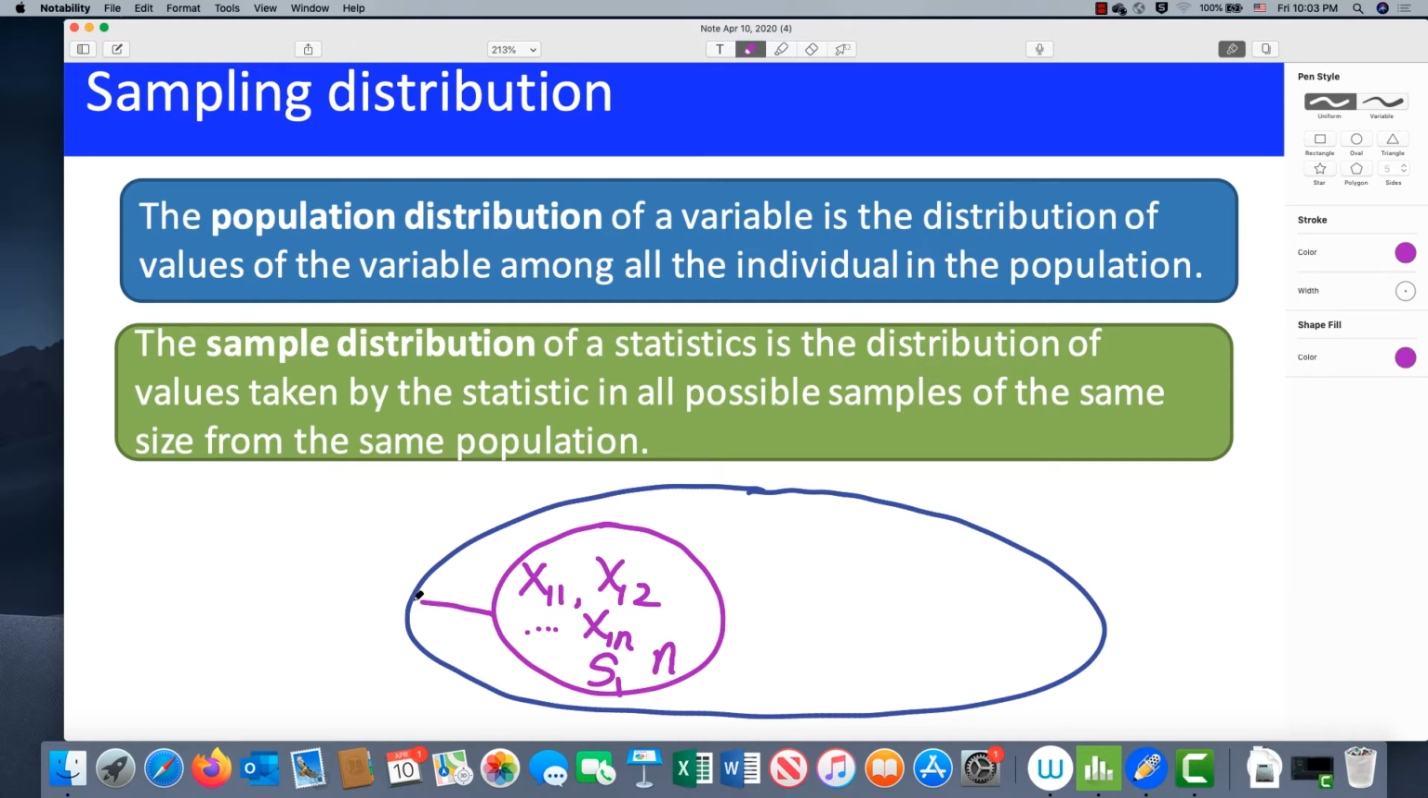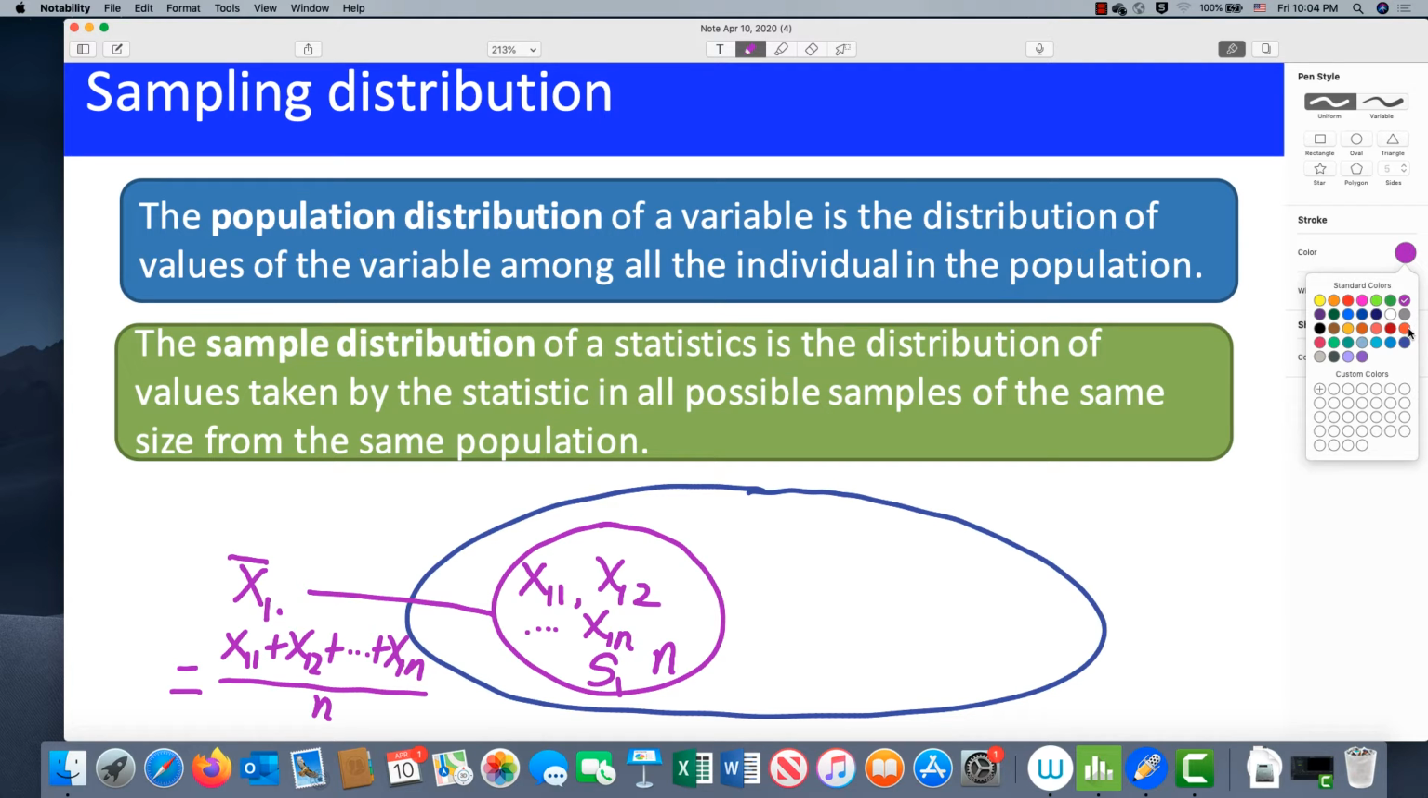From that sample, we can calculate the sample mean, x1 dot bar. That x1 dot bar will be equal to x11 plus x12 plus up to x1n, divided by n, right? Now, that is just one sample.